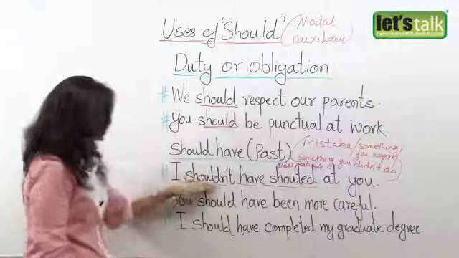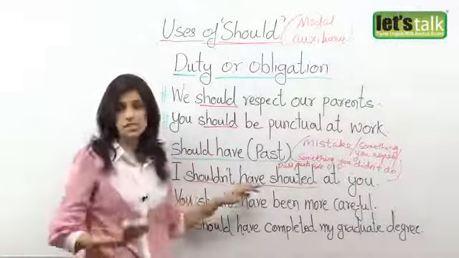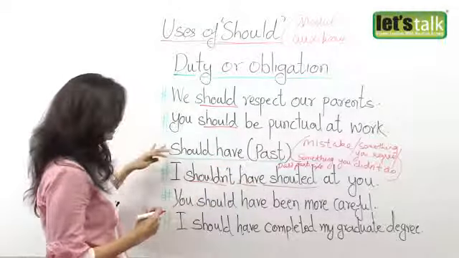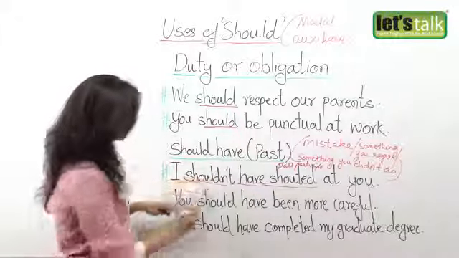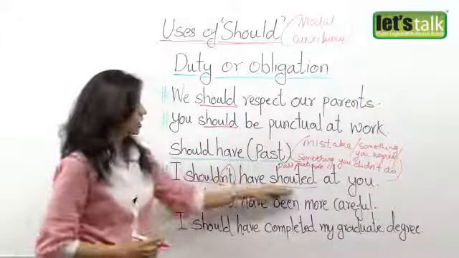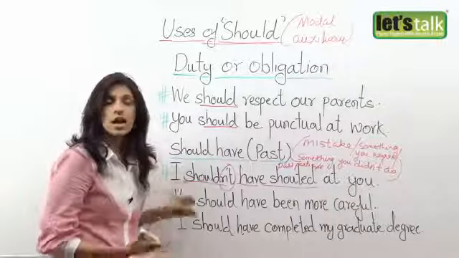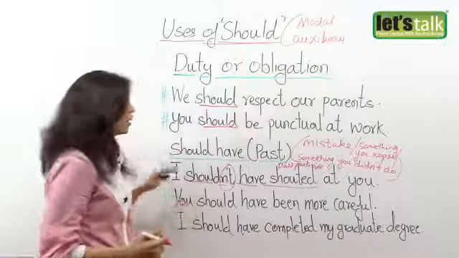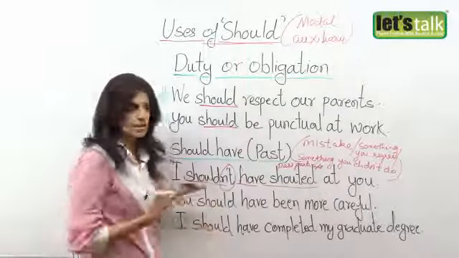Now, why do we use this structure? This is because something that I have already done in the past, it's a mistake and I repent. So we say should have plus verb in the third form. In this case, it's a negative sentence. I shouldn't have shouted at you. So when I say this, it means that I have shouted and now I repent doing it. So I shouldn't have shouted at you. It's kind of a regret that I have.